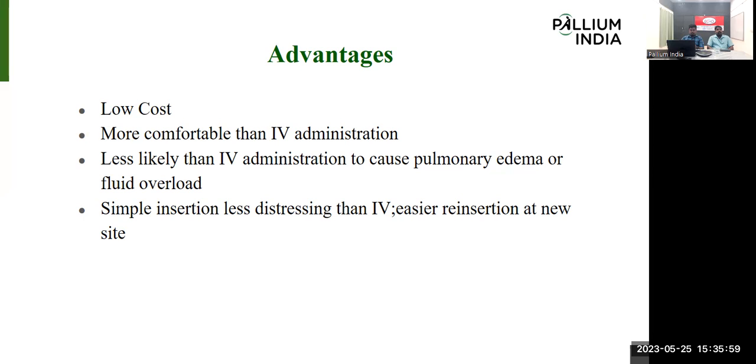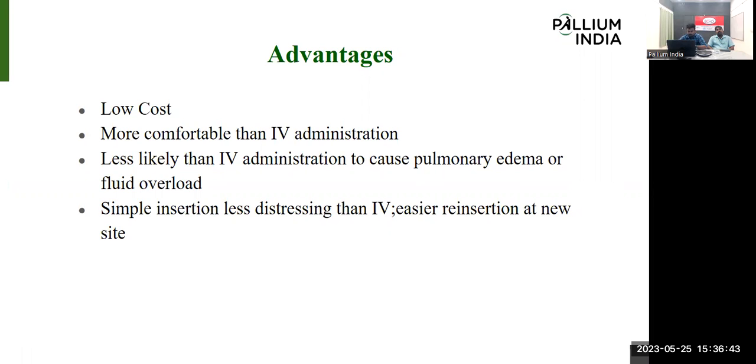Then it is more comfortable than IV administration. While administering medication it is very easy, not only for the staff but also for the patient; subcutaneous administration is comparatively more comfortable than IV. Then in IV, when we give an injection or a continuous infusion, there is a chance of pulmonary edema or fluid overload. If there is poor fluid absorption by the body, fluid overload or pulmonary edema can happen sometimes on the IV route.